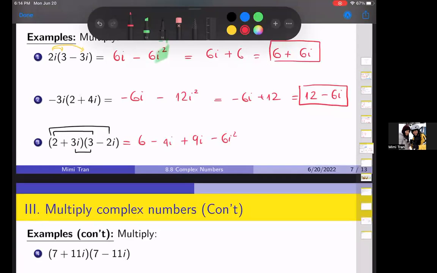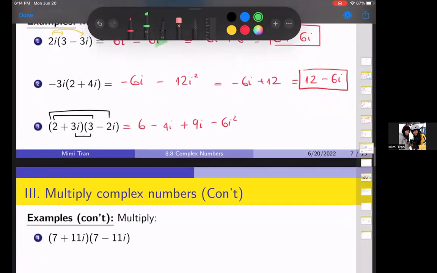And again, i squared is negative 1, so negative 6i squared becomes positive 6, right? So this term right here becomes positive 6. 6 plus 6 is 12. And then combine like terms, negative 4i and positive 9i, that's 5i, so plus 5i. And that will be your final answer.